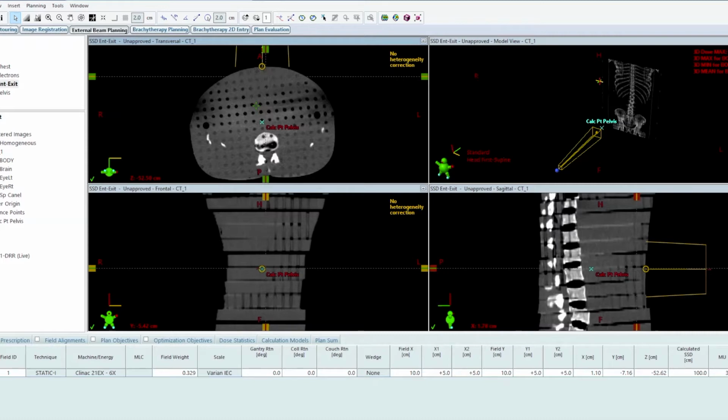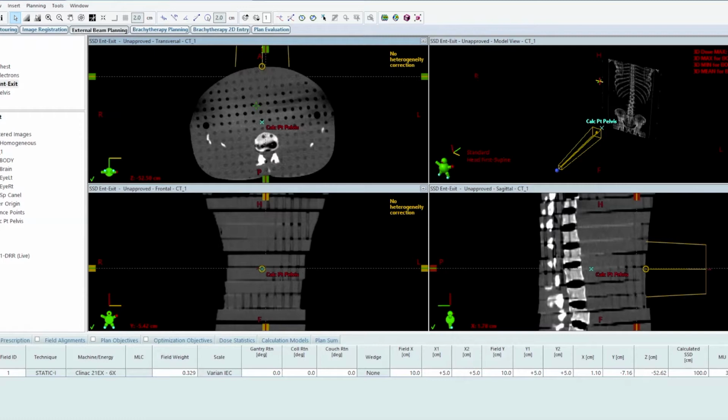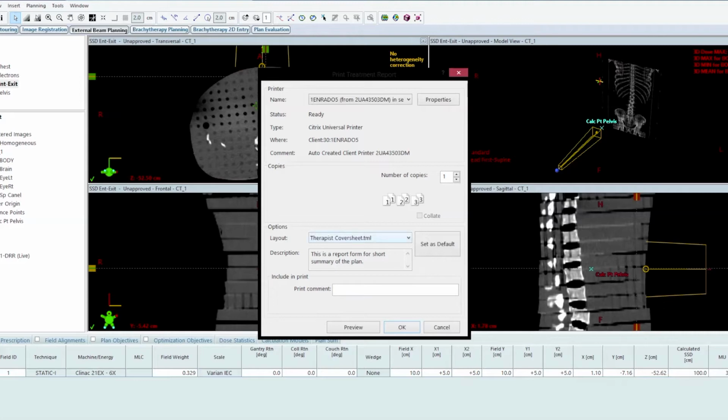So I've got my calc point located midline midplane on the central axis. I'm prescribing 200 centigray to that calc point. I'm normalized at the 100% isodose line, and you can see that my monitor units are 304 that it calculated. We can double check this. So I am 10 centimeters deep to my calc point. We can double check the report printout.